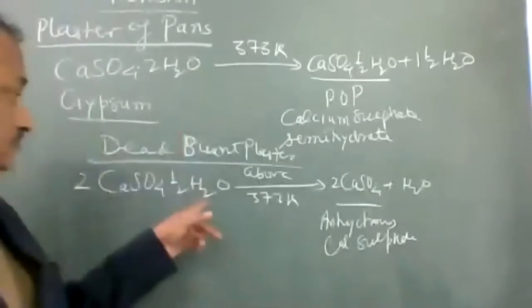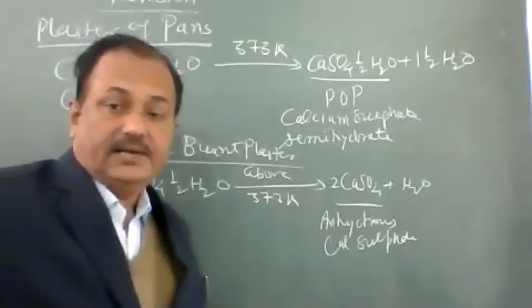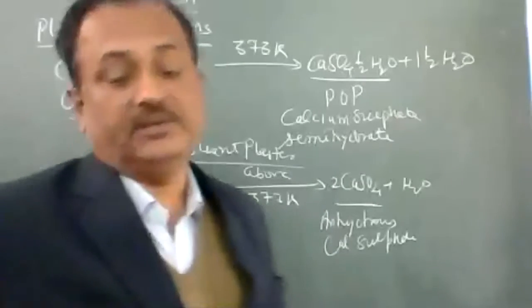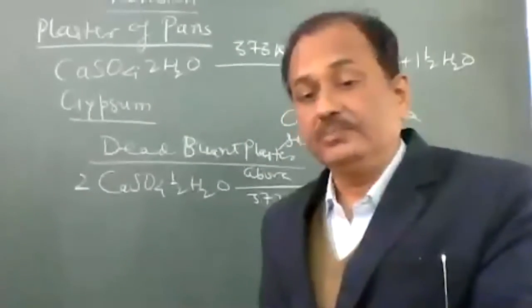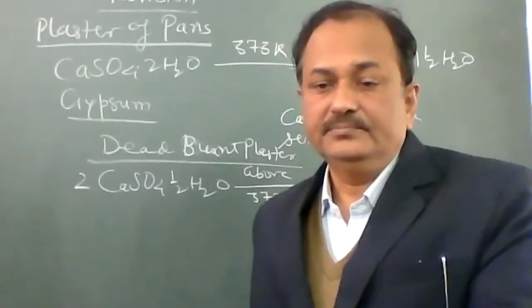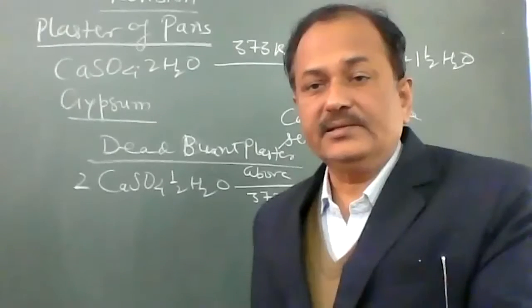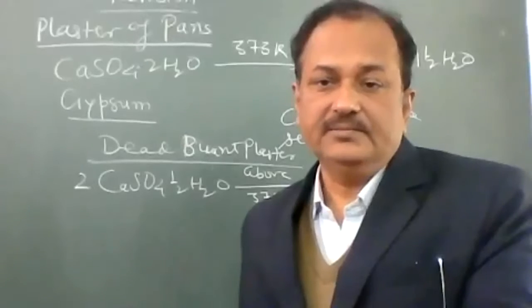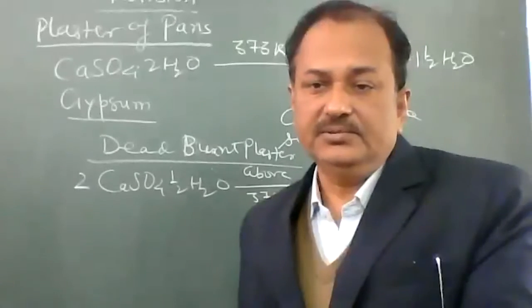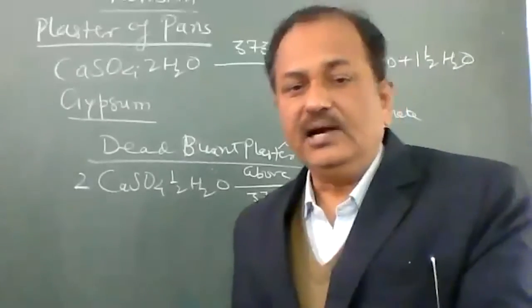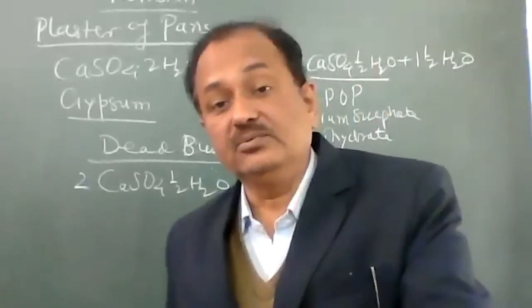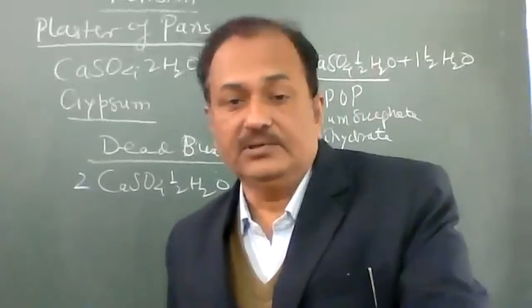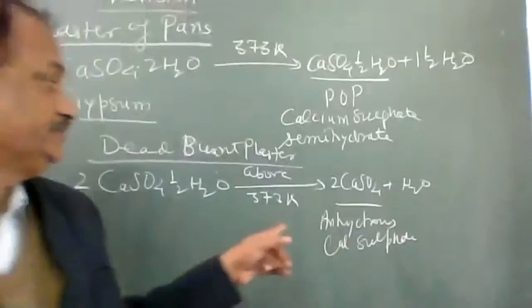So this is the dead burned plaster. Now, this dead burned plaster is called so because there is a loss in the properties of plaster of Paris, and this plaster of Paris cannot set into a hard mass once again by mixing a little amount of water. So that's why it is called dead burned plaster.